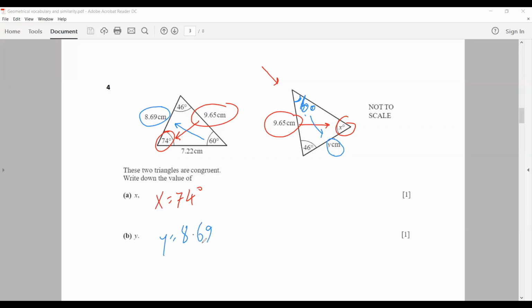Okay, so it's just comparing these two triangles. One of them is tilted sideways, that's all, but they're congruent, so it doesn't change anything.